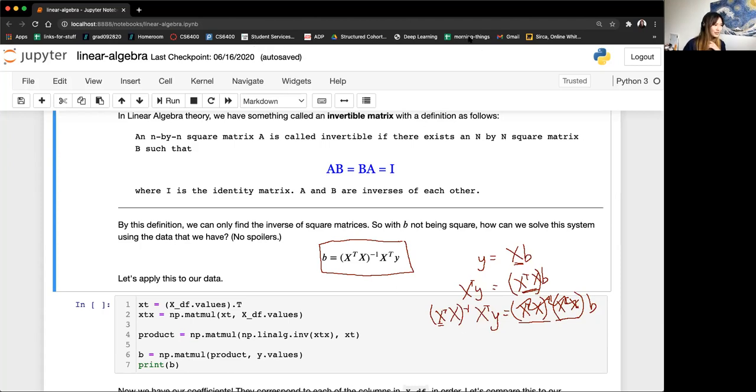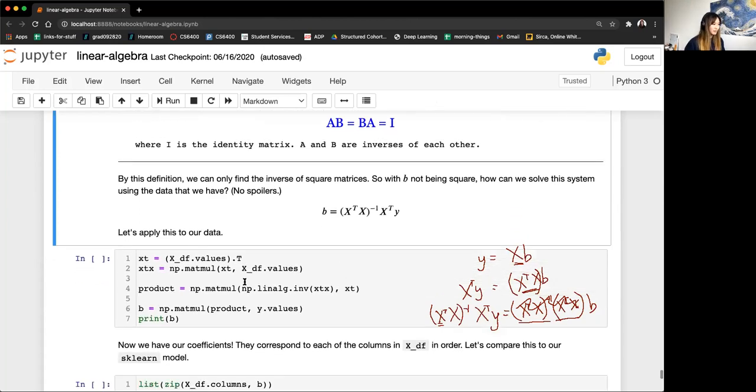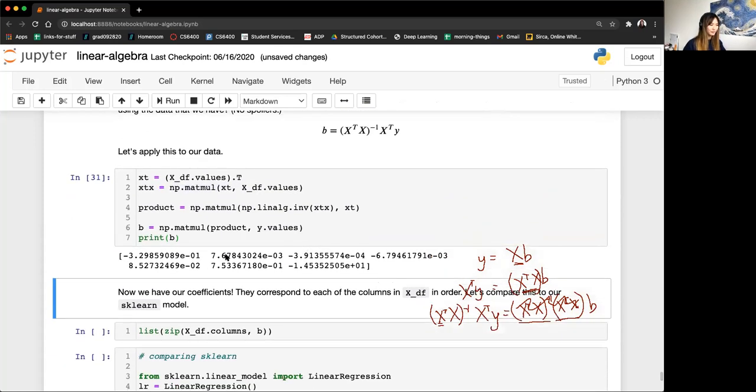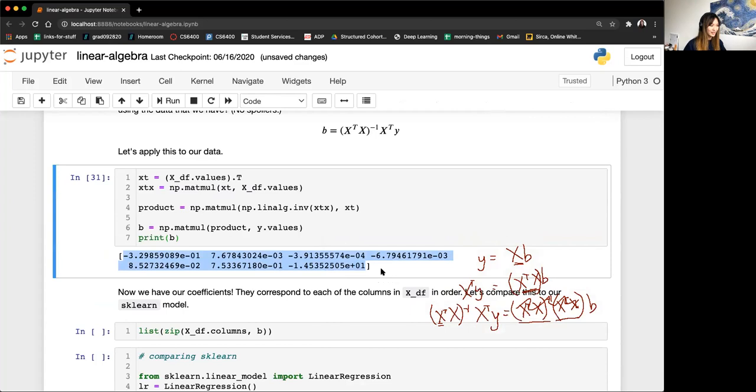So let's apply this real quick. Let me just erase this square here. What I have defined here in multiple lines, I have our X transpose. I have X transpose X, which is this part here. And then I'm basically solving the equation and I have my values for B. So these are all of my B values.